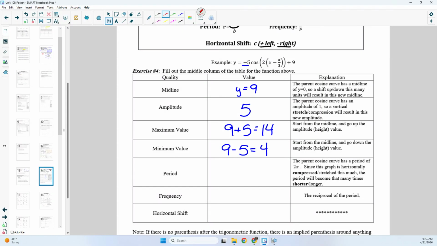Period. This is my horizontal, in this case it's a horizontal compression of 1/2. So I'm taking my normal period, and if I'm multiplying by 1/2, that's the same as dividing by 2. So it's kind of like we're putting that 1/2 in with the 2 pi. I just get pi. So we've compressed it by 1/2. So it's kind of shrunk in, and that makes the period go faster. Okay. Frequency, reciprocal of period. And then my horizontal shift, I have pi over 3, and because it's negative, that is to the right.